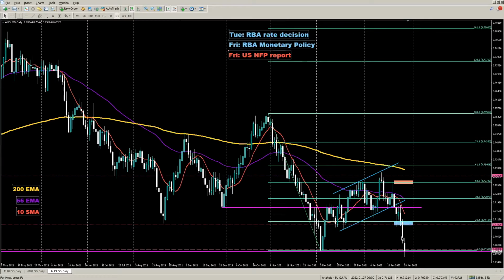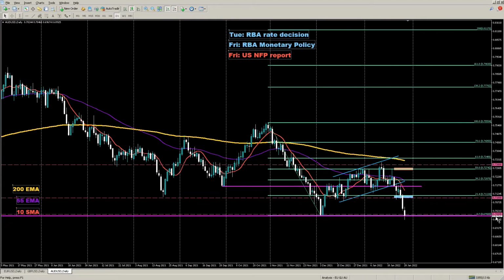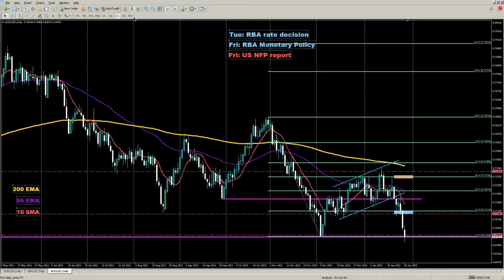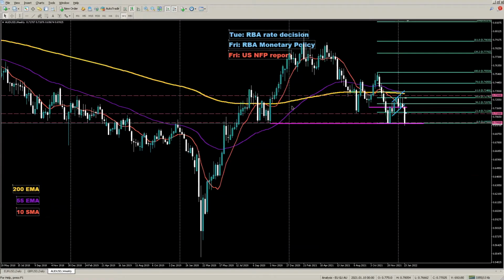And it did drop down to test the key support low, swing low here from the end of last year. And that dipped below the 70.00 area and tried to dip lower. So it is showing a lot of weakness. And below that, we've got to move to the weekly time frame.